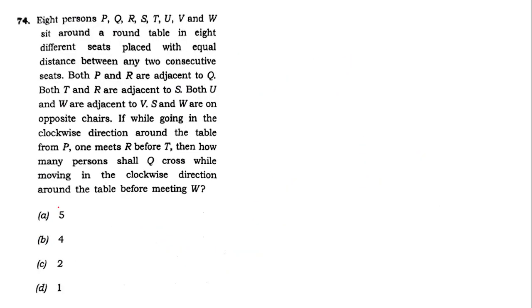Let's move to the next question. Question number 74. 8 persons P, Q, R, S, T, U, V, W sit around a table in 8 different seats placed with equal distance between any two consecutive seats. So I have a challenge writing a circle, but let me just write. Equal distance. So 1, 2 here, 1, 2 here, 1, 2 here, and 1, 2 here. Okay, fine. So I got the 8 seats.